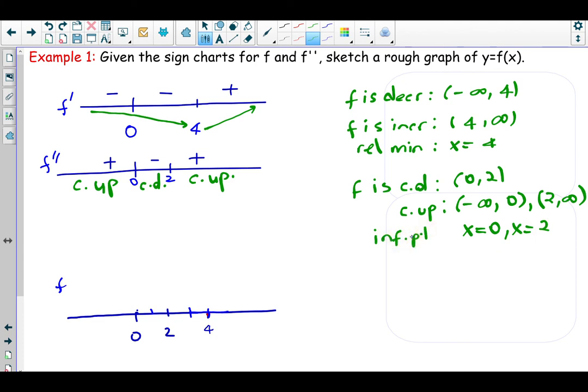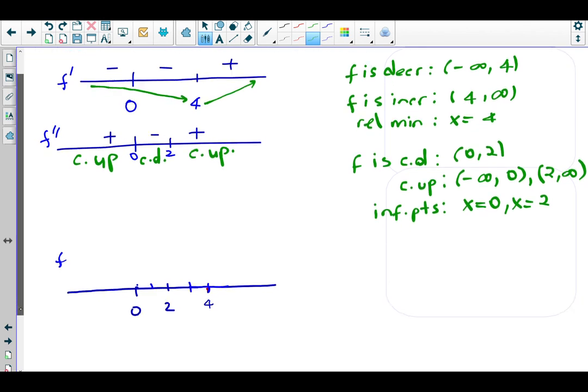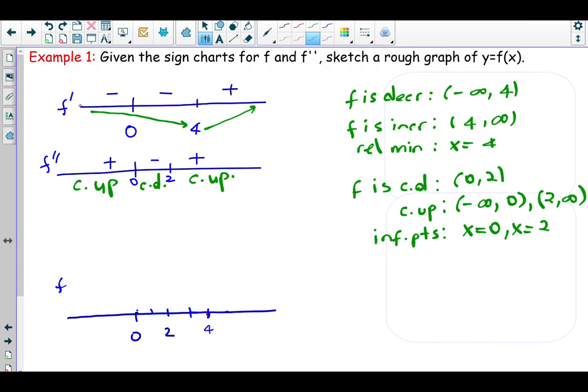Now how can we use all of this information to give a rough picture for this function? The first thing we're going to use is the f prime information. I usually start with dashed lines. This is a very rough graph, not the final version of the graph. So it should be falling up to 4 and rising after 4. Roughly speaking, it should be falling all the way to 4 and rising after 4.